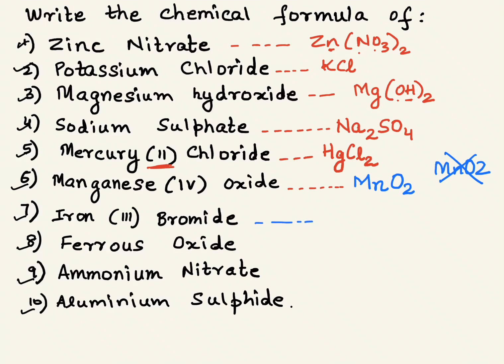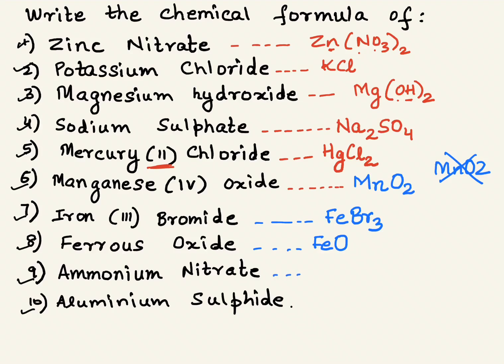Iron 3 bromide, that means iron valency is 3 and the symbol is Fe. So we have FeBr3. Ferrous oxide. So ferrous is iron with a valency of, yes, 2. So we have FeO.